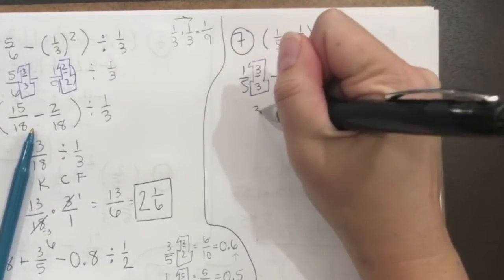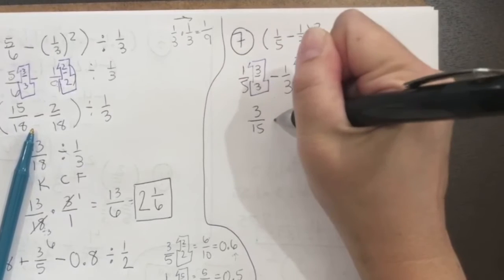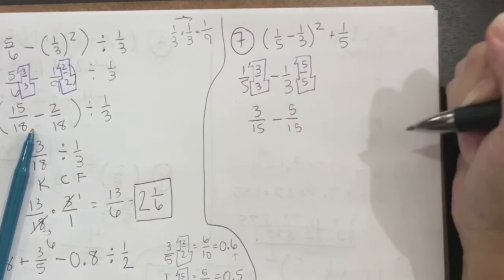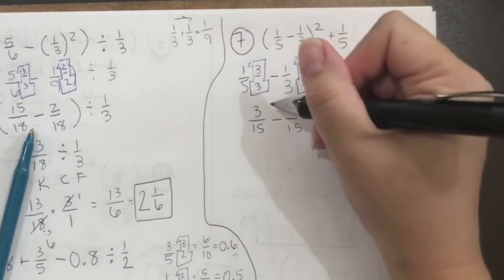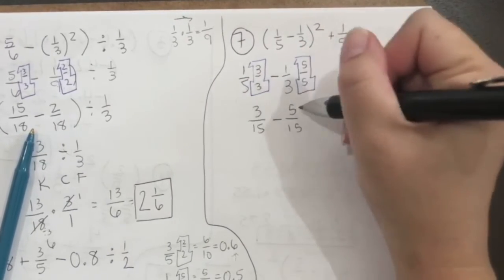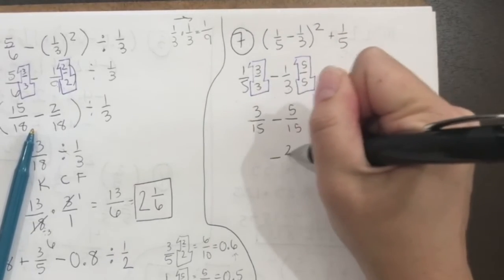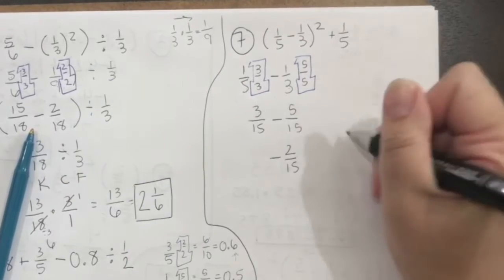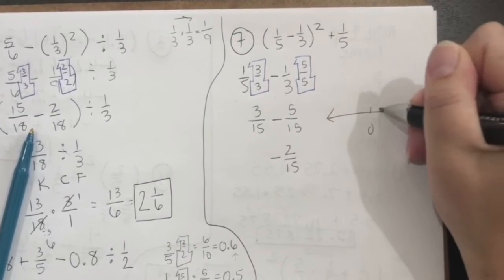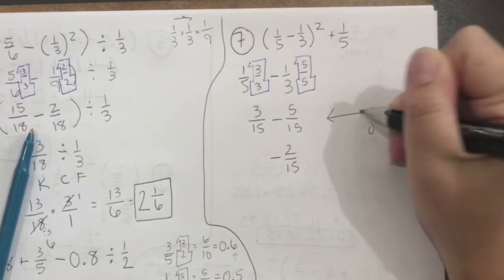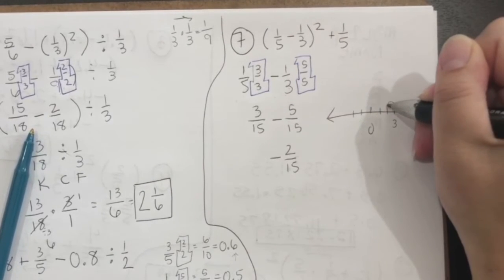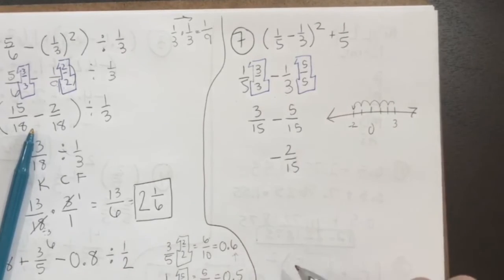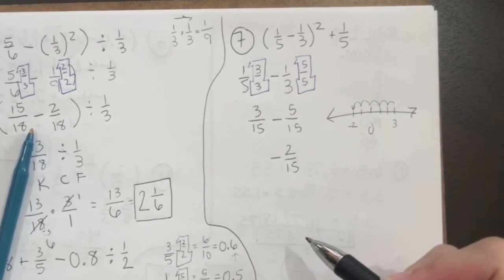1 times 3 is 3. 5 times 3 is 15, minus 1 times 5 is 5. 3 times 5 is 15. 3/15 minus 5/15 is going to be negative 2/15, right? 3 minus 5, we're going to go negative 2. Remember on our number line, 0, 1, 2, 3, and we're going to do minus 5: 1, 2, 3, 4, 5. So 3 minus 5 is negative 2, and then the denominator stays the same.